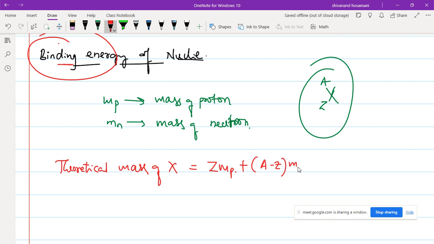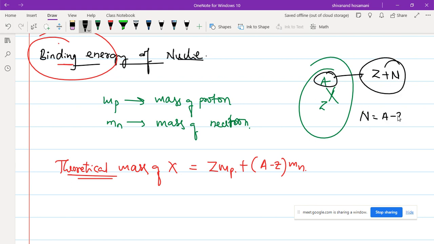Remember this: A is the sum of Z plus N. Therefore, N is equal to A minus Z, isn't it? So that is the main point. Here we define the theoretical mass of the nucleus.